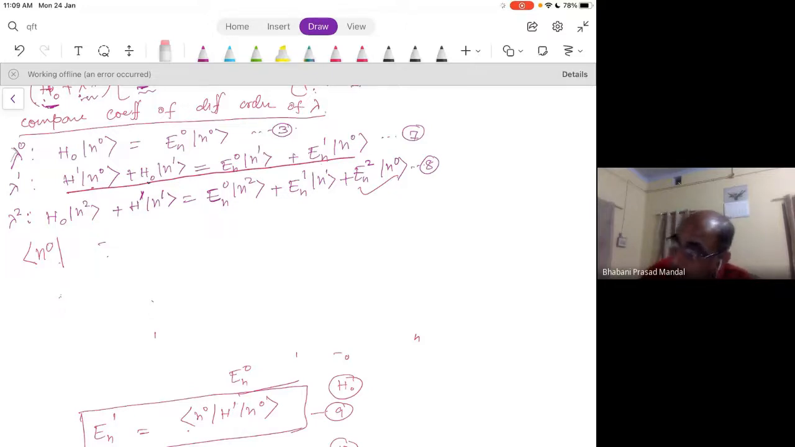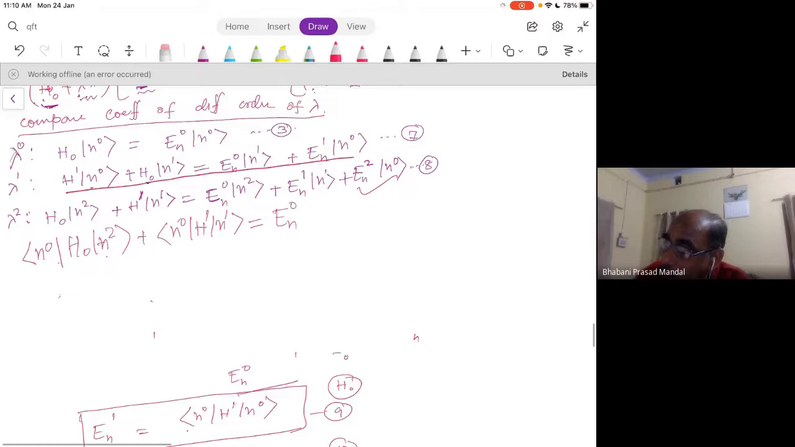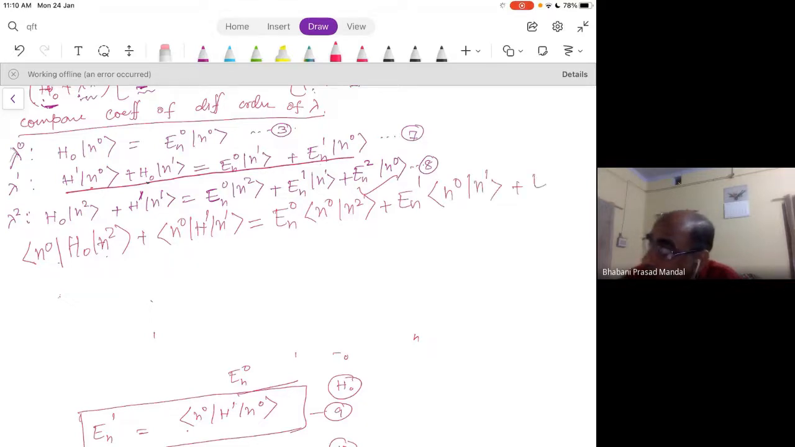So what will happen? The first term will be n0 H0 n2, the second term will be n0 H prime n1. On the right hand side, this is constant, so E_n^0 will come out, n0 n2. The second term on the right hand side will be E_n^1, which will also come out, n0 n1, and the last term will be E_n^2. So in the first step, because we have to calculate this term, it gives a hint of whom I will take an inner product with.